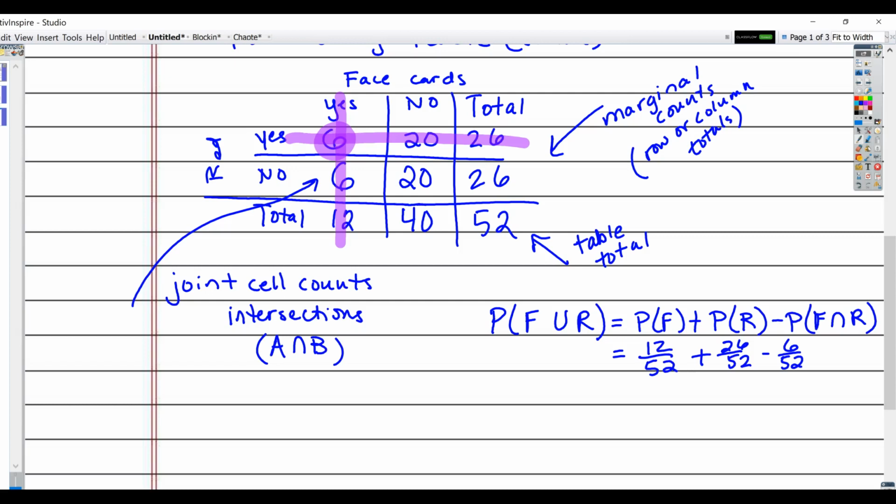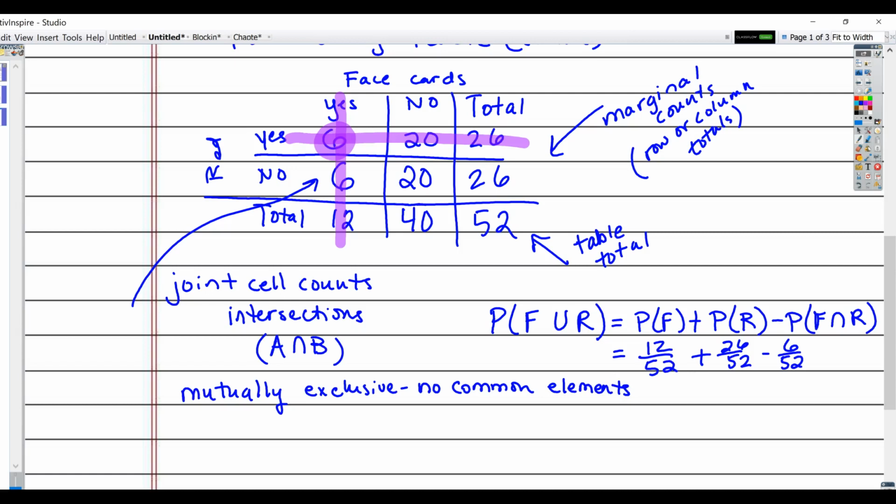Okay, so I need to introduce a new term. It's called mutually exclusive. In this case, do you see that those events are not mutually exclusive? You can have an overlap. Mutually exclusive just means no common elements. So it could be things like a red card and a black card.